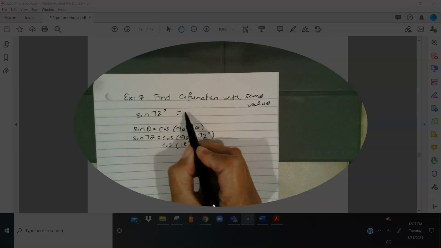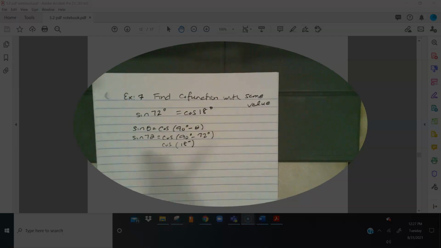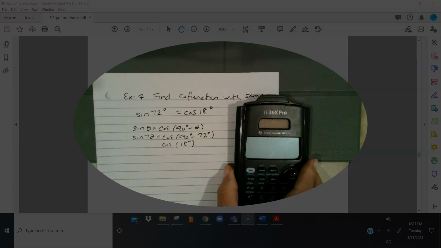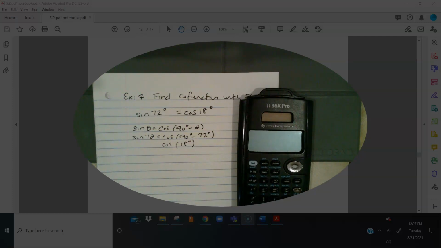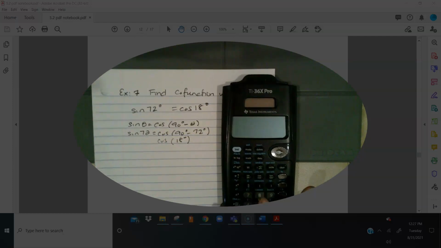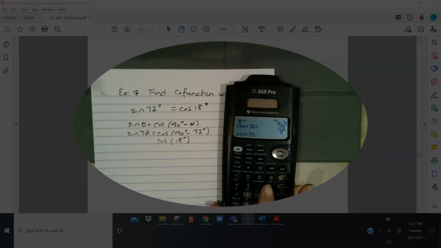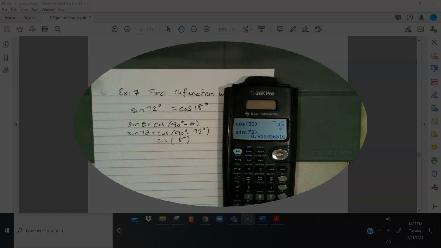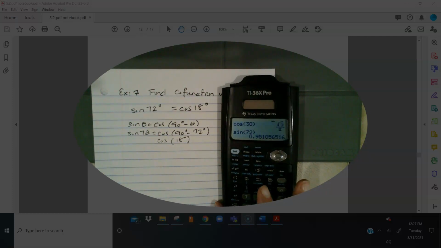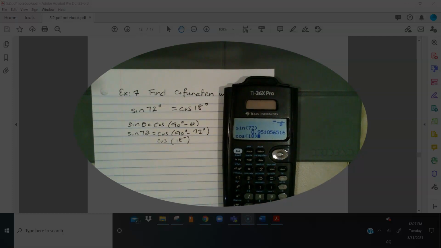Has the same measure as the sine of 72. And you can prove it to yourself using your calculator, making sure that you're in degree mode. Turn your calculator on first. Type in sine of 72. You'll see its value. And then the cosine of 18 degrees, and you'll see its value. They're the same. So you've just proven that that cofunction identity works.